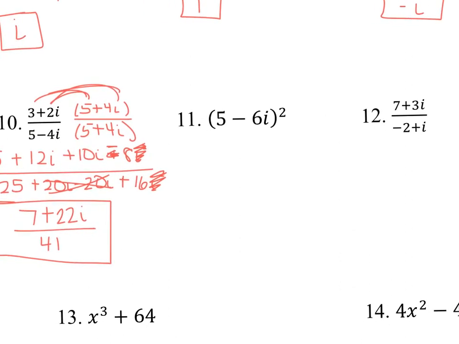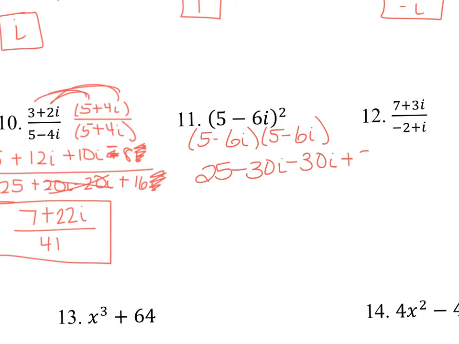If I look at this next one, when I'm squaring a binomial, I have to write it out. I have to expand it out. 5 minus 6i times 5 minus 6i. So I have 25 minus 30i minus 30i plus 36i squared. i squared makes this negative 1, so negative 36. So 25 minus 36 is negative 11. And then negative 30i and negative 30i make negative 60i.